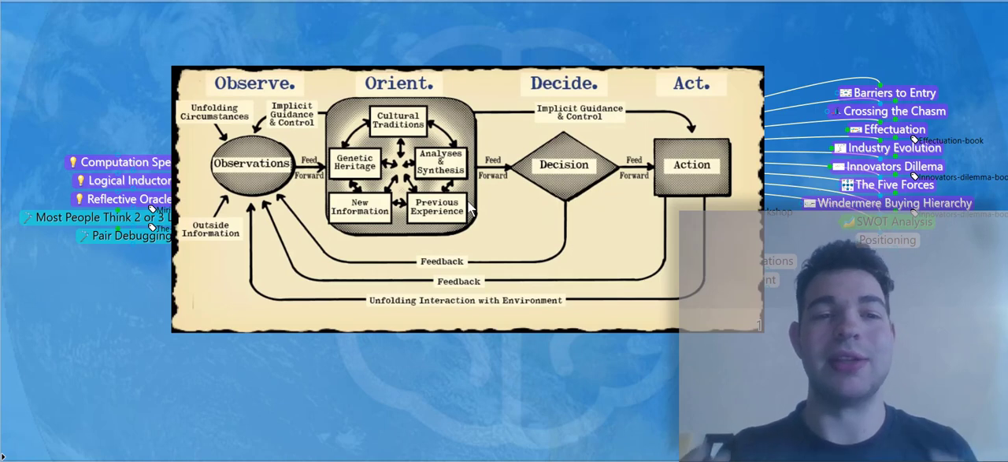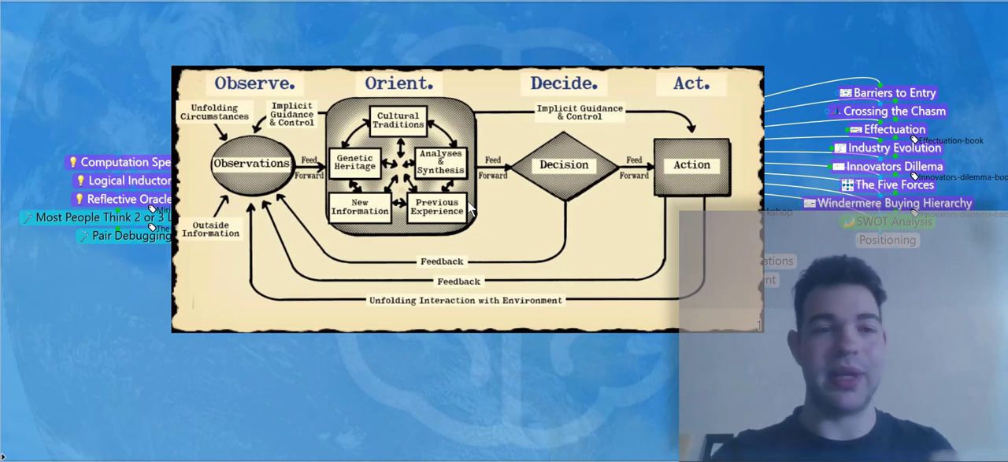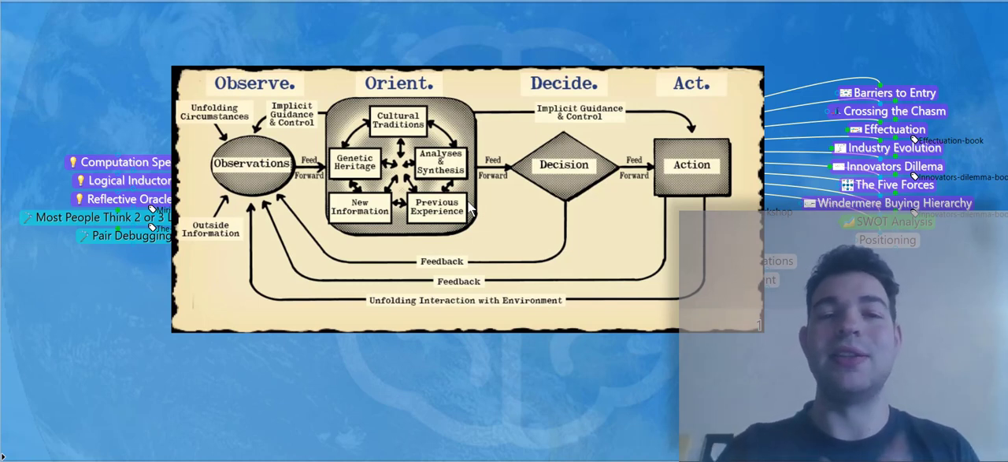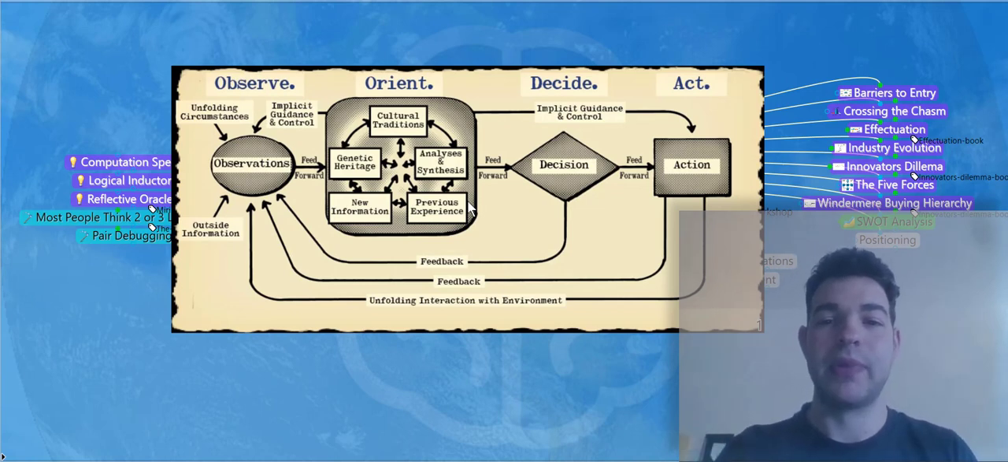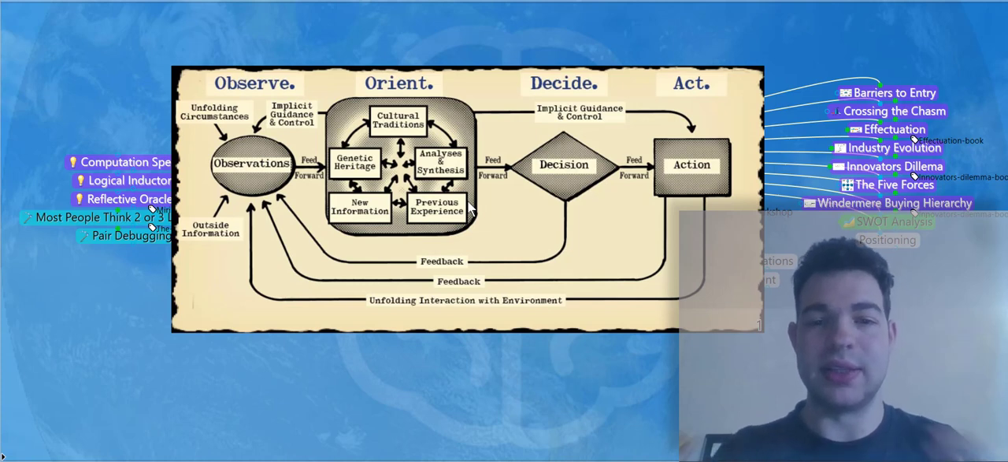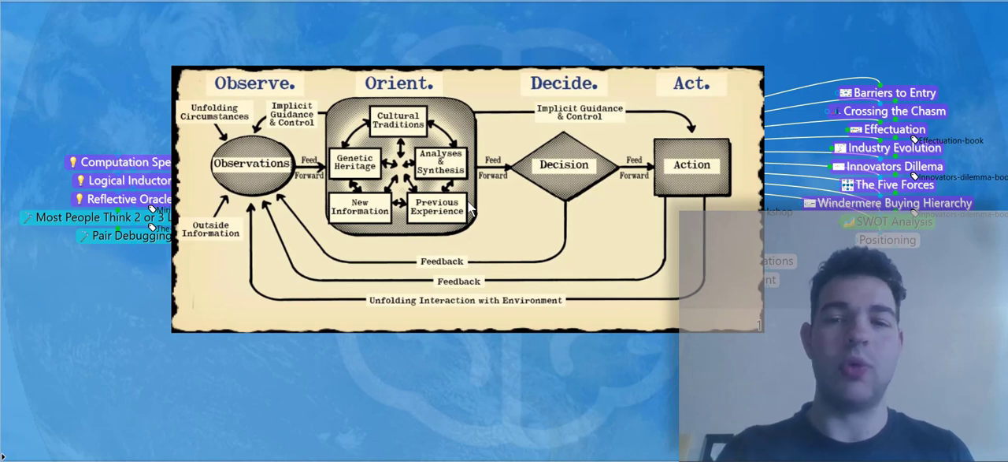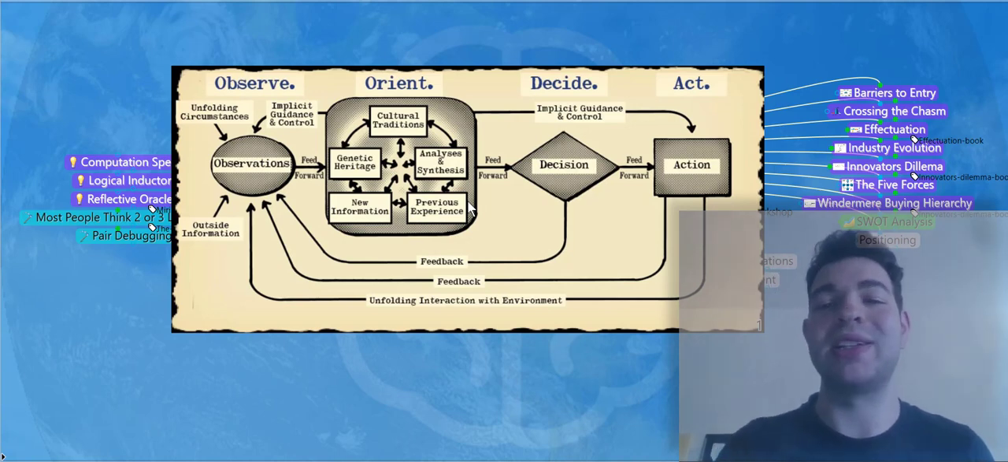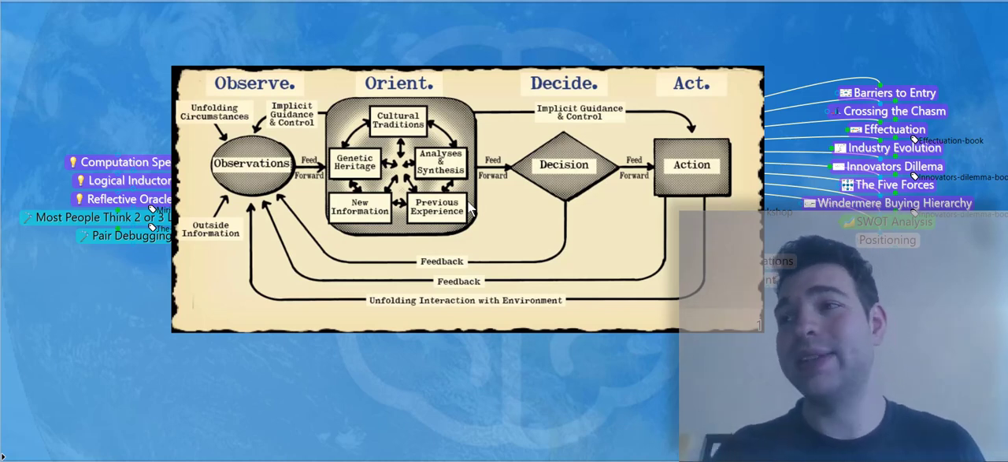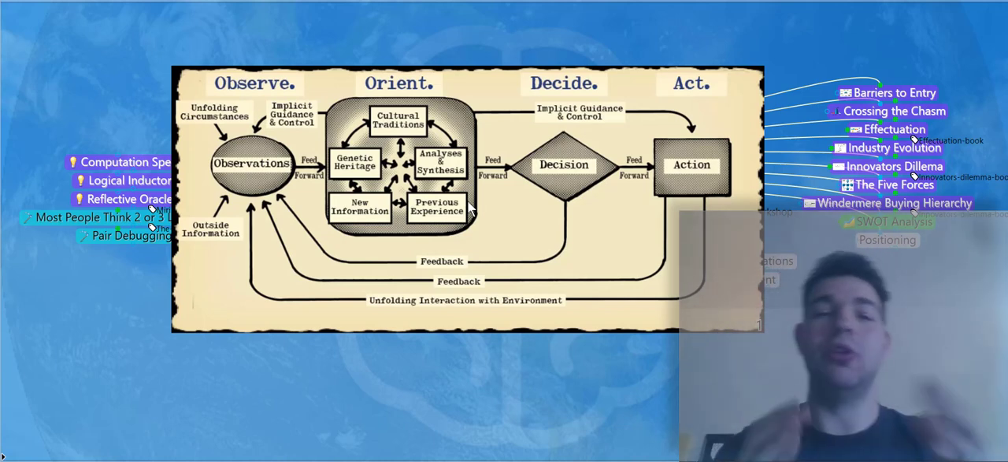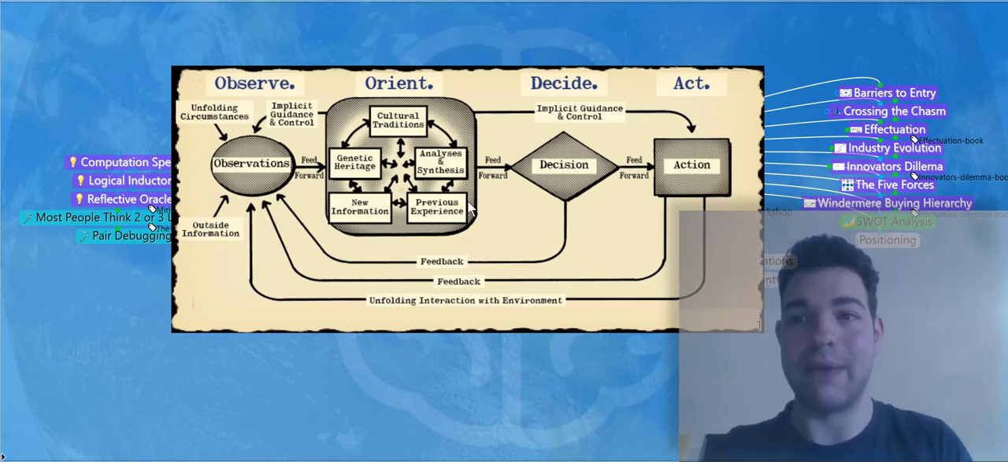So the OODA loop has four stages. The first stage is observe. You're taking in information from the environment. Second stage is orient. You're using your mental models and experiences to understand what you see. The third stage is decision. You're using that analysis to decide what to do. And the fourth step is action, where you actually enact that plan. And then again, this is a loop because once you act, you're getting feedback from your environment, you're making new observations, and you go through the whole thing again.